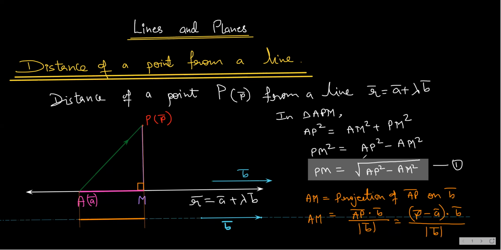Now I'm going for AP. What is AP? AP is very simple. You know that AP is nothing but mod of vector AP bar. And what is mod of AP bar? It is mod of P bar minus A bar, because AP bar is P bar minus A bar. So now I write this as 2 and this as 3. So I will now say using 2 and 3 in 1.